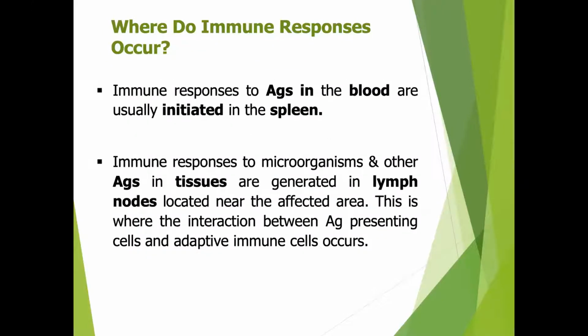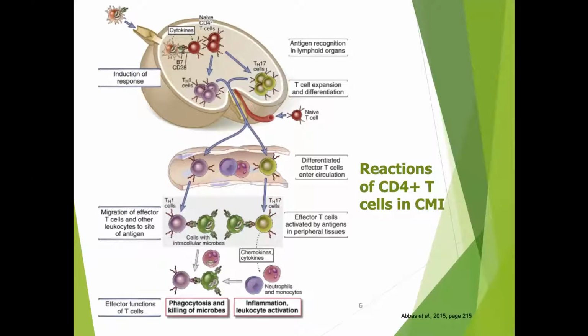As Dr. Ahmad mentioned about the spleen, if you have immune responses to antigens that are found in the blood, the immune response tends to be initiated in the spleen. When your body is responding to pathogens that are elsewhere, or just anything that elicits the immune response elsewhere, that tends to happen in the nearby lymph nodes. So what tends to happen is, let me see if I have it on the next one.